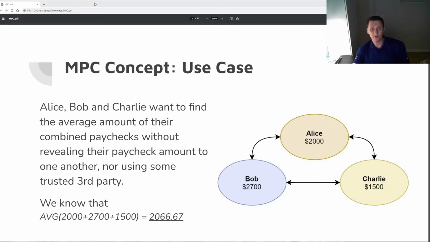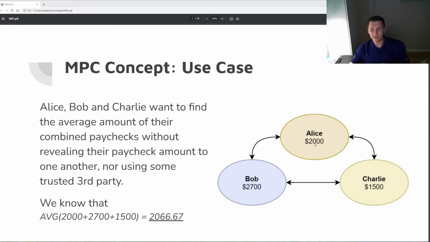Alice, Bob, and Charlie all work at the same company, and they want to learn their average paycheck without telling one another how much they make, and without using a trusted party, some fourth friend who can keep a secret, to whom they tell their paycheck amounts and who could calculate and give them the output. In the MPC scenario, they only share the data among themselves in a secret way.